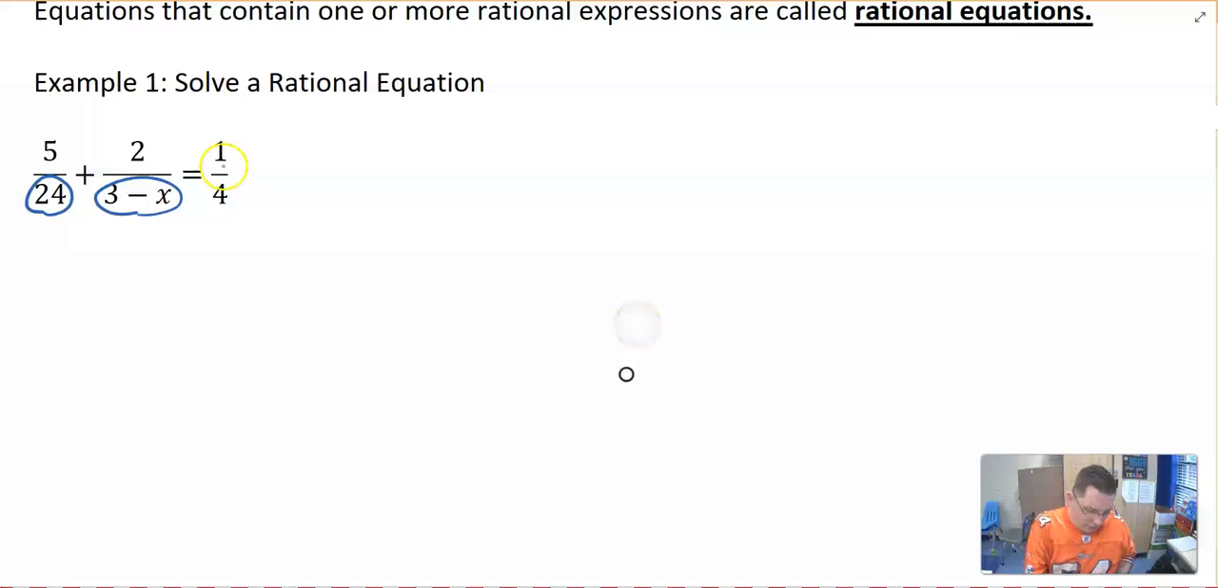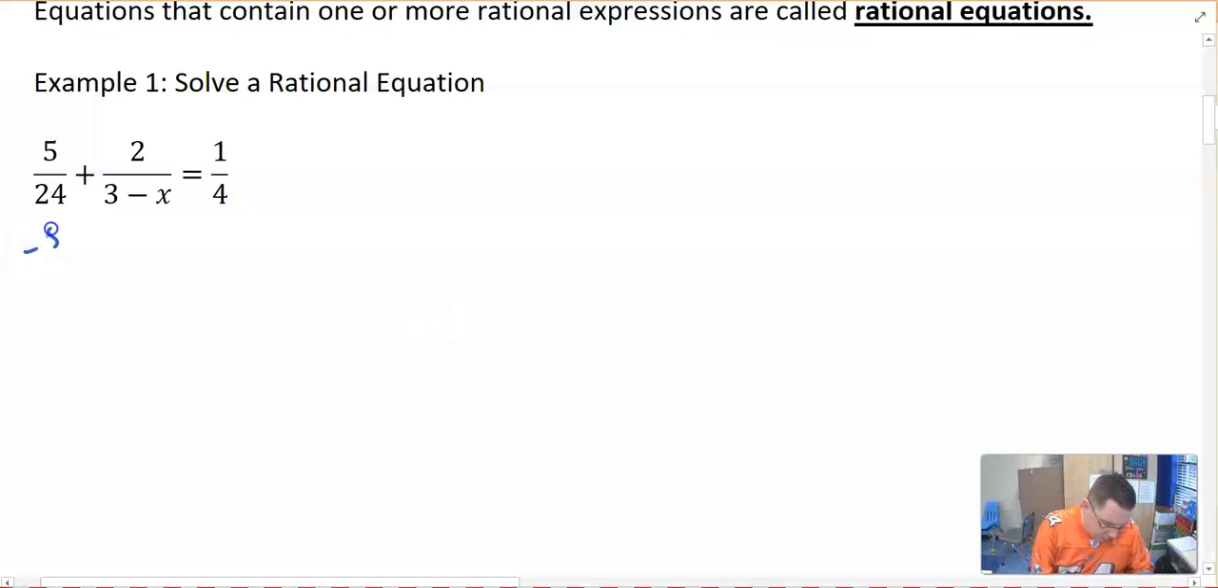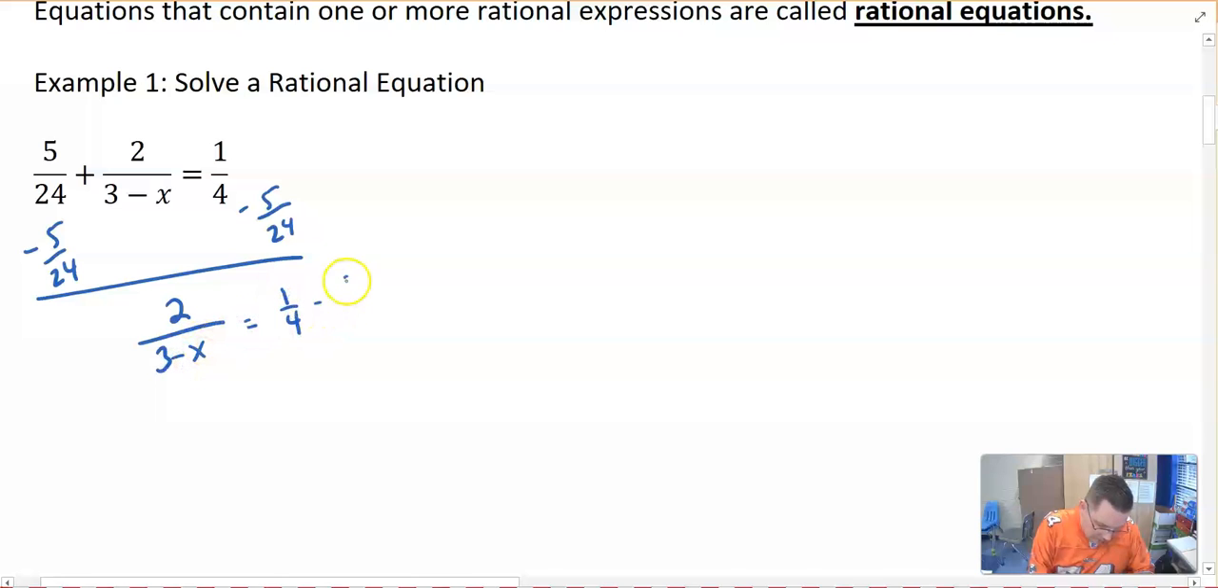Or, since the other side just has a number as well, we can move this over and make this a little bit easier on ourselves for this work. And so I'm going to show you how to move this over and then do it the short way in this case. And then in example 2, we'll have to get a common denominator between two rational pieces. So here I'm going to subtract the 5/24 from both sides. And when we do that, we're going to get 2 over 3 minus x is equal to 1/4 minus 5/24.